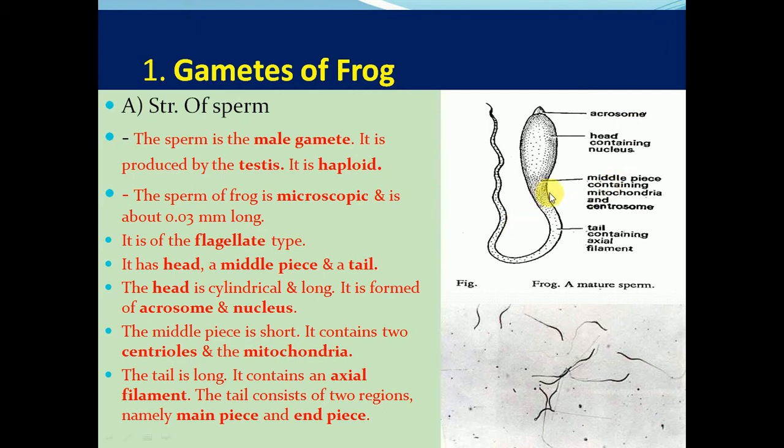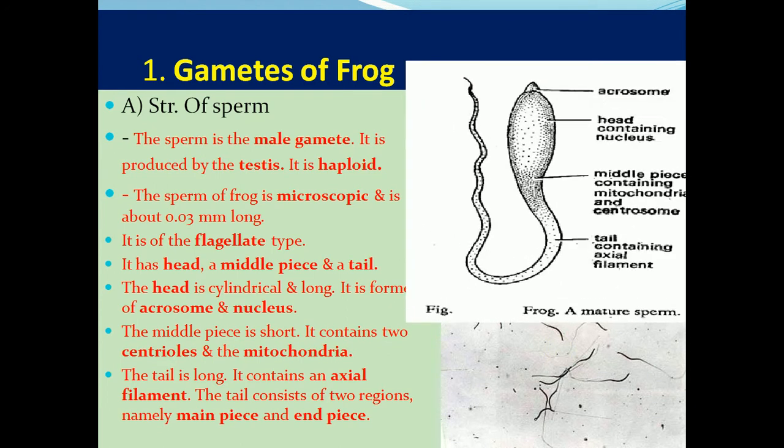Now the last one is the tail part, which is the longest part of the sperm structure, and it contains two regions: the main piece and the end piece. So this is the typical structure of a sperm. If you look under the microscope, you can see such photographs. Here we cannot clearly see all the structure, but if we zoom in on one sperm, then we can see such a structure.